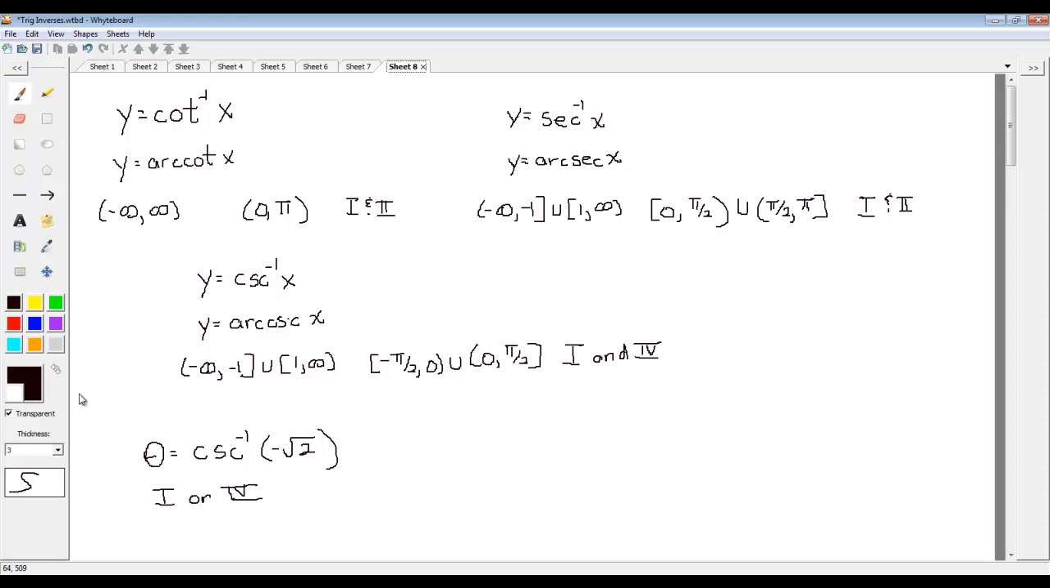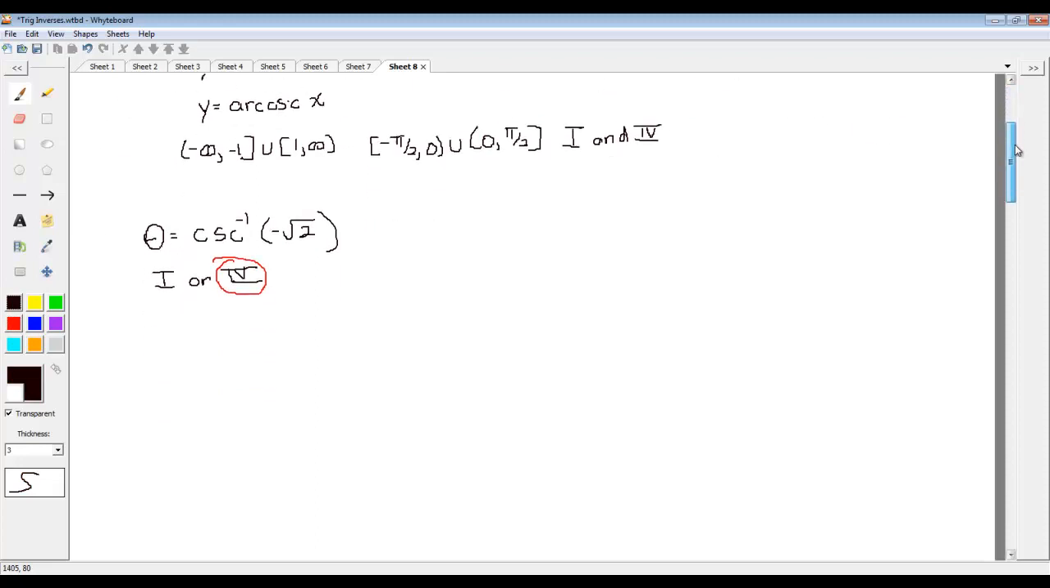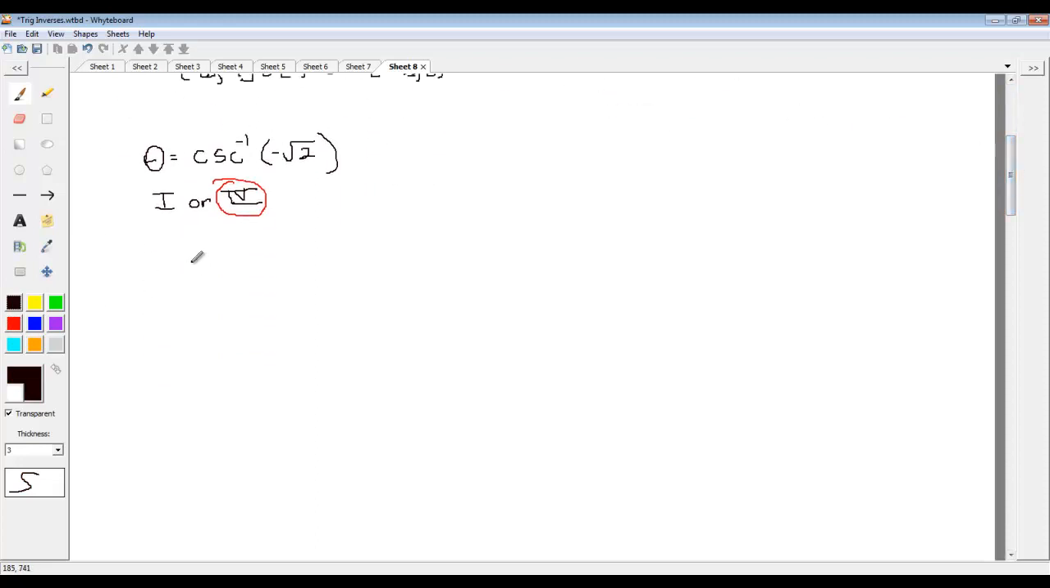And since we're dealing with negative square root of 2, it must be in quadrant 4. Must be somewhere in there. And you're basically saying, okay, cosecant of theta is going to equal negative square root of 2, right? Well, if that's true, then really it's saying 1 over sine of theta equals negative square root of 2.